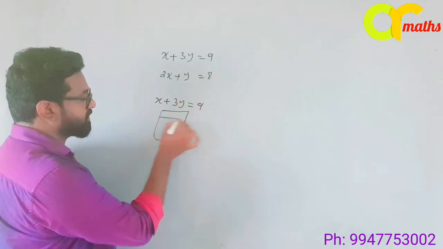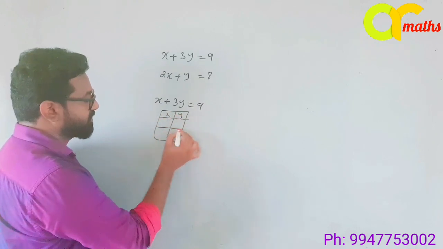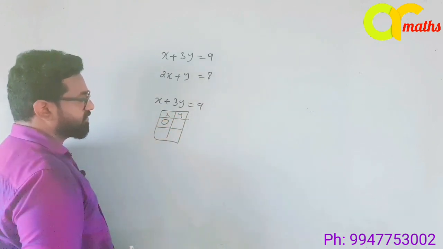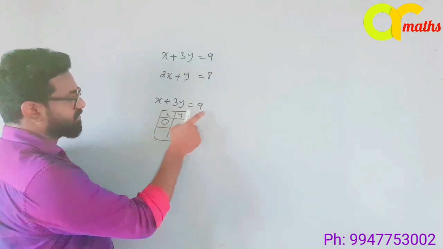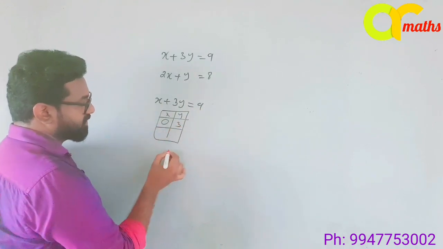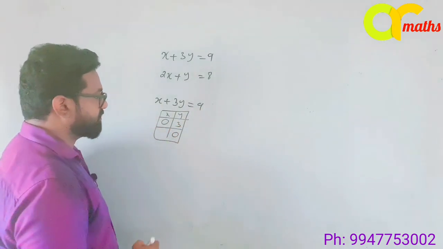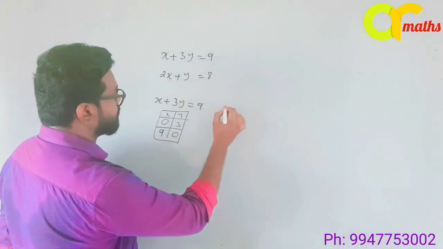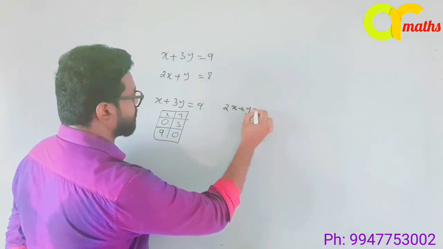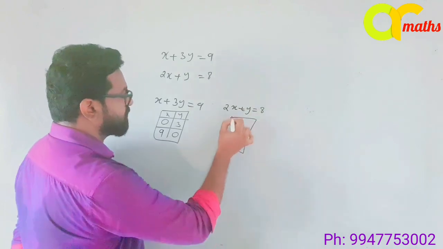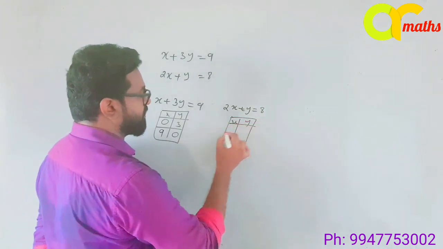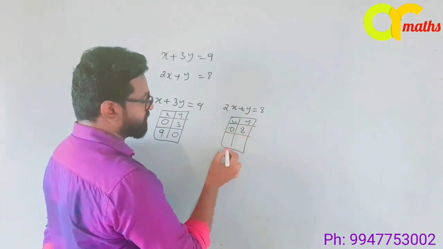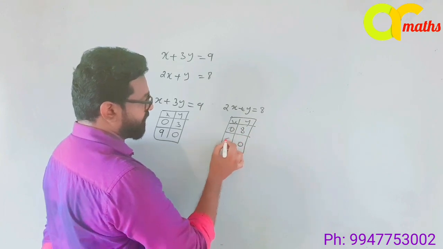Draw a table like this, x and y, and substitute values. When x equals 0, 3y equals 9, then y equals 3. Then substitute y equals 0, then x equals 9. Next, 2x plus y equals 8. x, y: 0, 8; 4, 0.